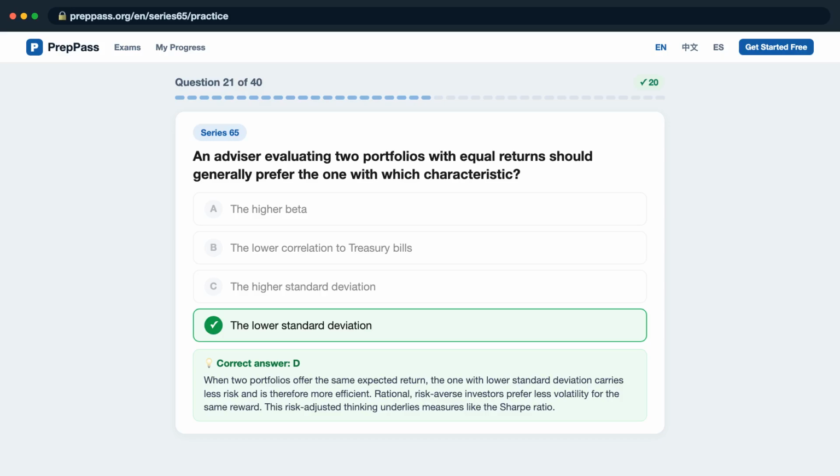When two portfolios offer the same expected return, the one with lower standard deviation carries less risk and is therefore more efficient. Rational, risk-averse investors prefer less volatility for the same reward. This risk-adjusted thinking underlies measures like the Sharpe ratio.